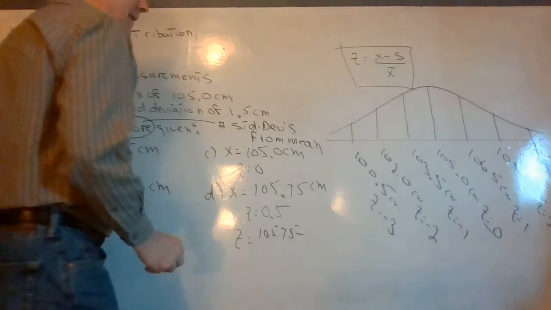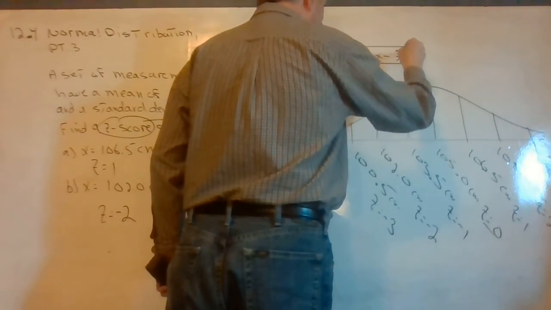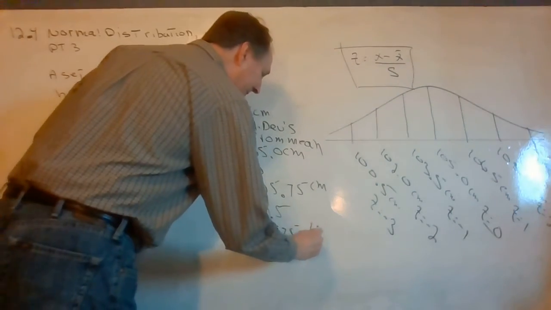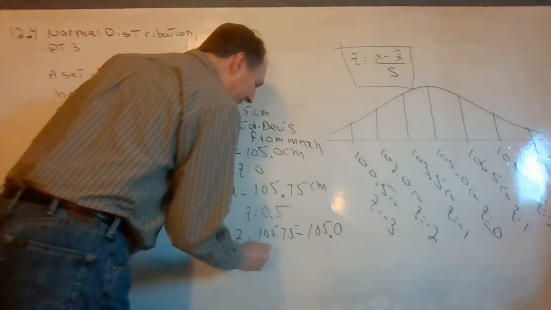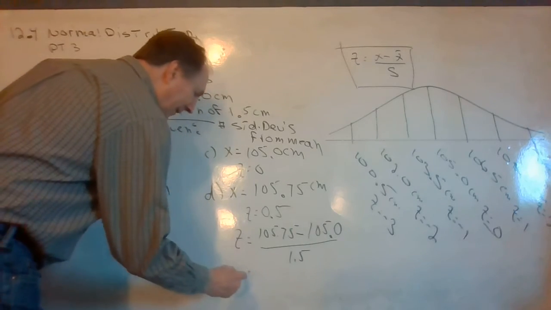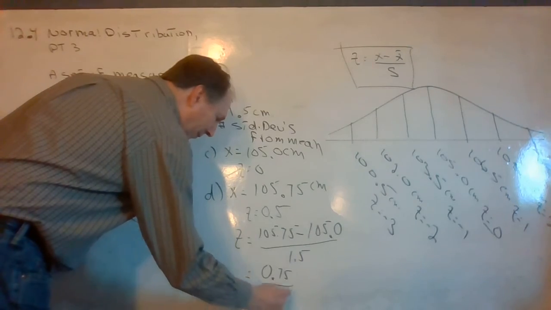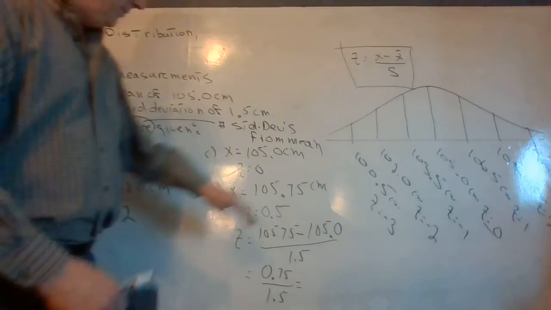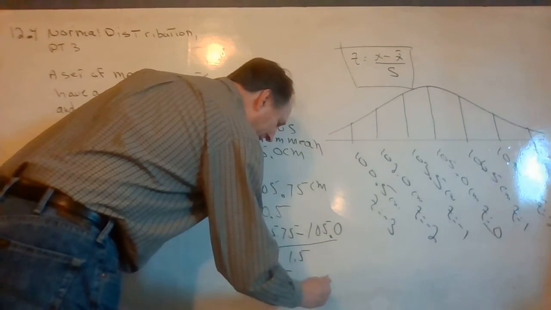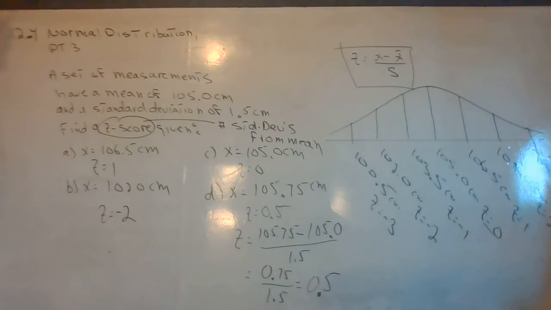105.75, minus, oh, sorry about that, I got the formula wrong. My mistake. So x minus x bar, 105.0, divided by standard deviation, 1.5. That's equal to 0.75 over 1.5. And you could do any of these calculations in a calculator. Do that on a calculator. It's 0.5. There's no units on that. It's just a dimensionless number.